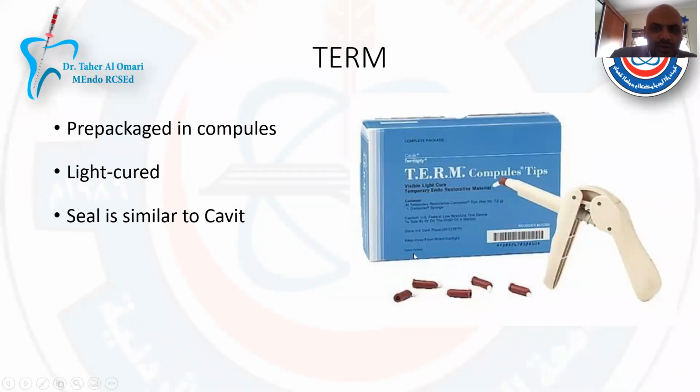Now we have something called Terme, which is a special material designed for temporary restoration of the endodontic access, and it has a similar seal to the Cavit. However, it has more strength, so it can withstand the occlusive forces. The problem with this material is it's quite expensive.